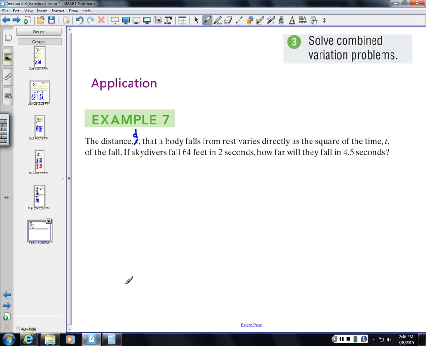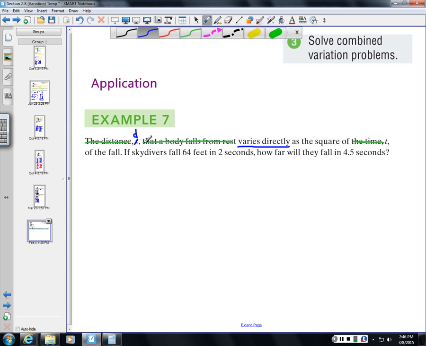The distance that a body falls from rest varies directly as the square of the time. And they let time be t, so we'll keep that. Now, that's my first sentence. That's where I'm going to pull out my equation. Now, what we've had has been d varies directly as t, or x varies directly as y and z. Well, all we've done is put words in here. If I take the words out, and I say d varies directly as the square of t.